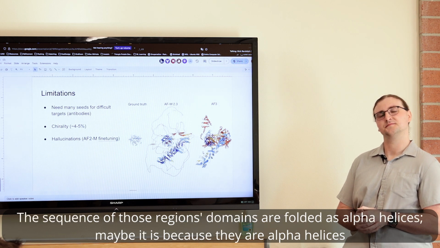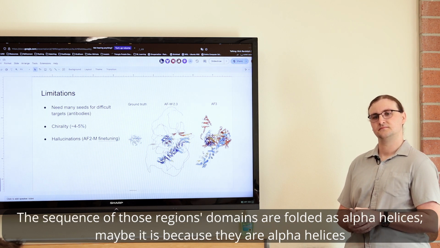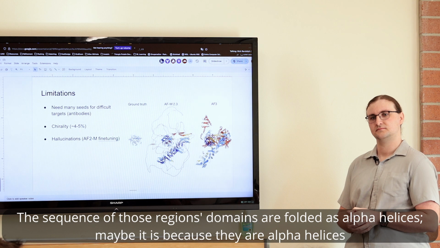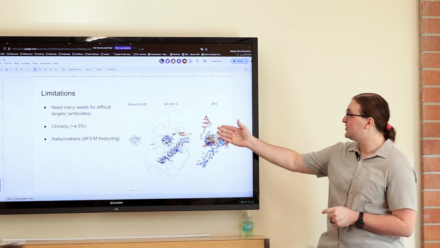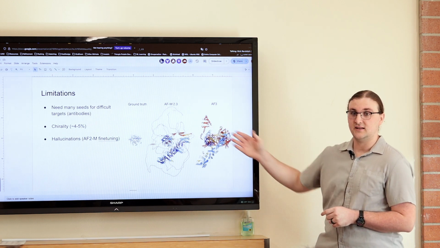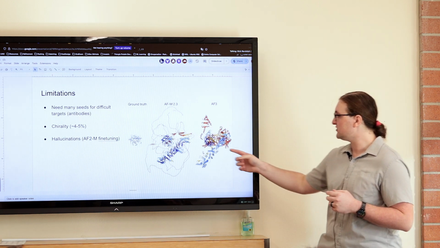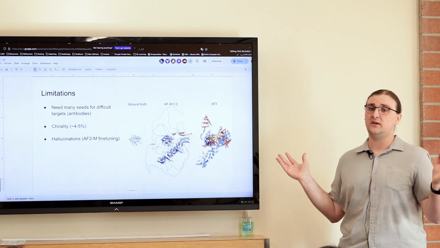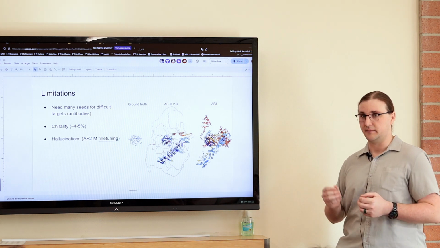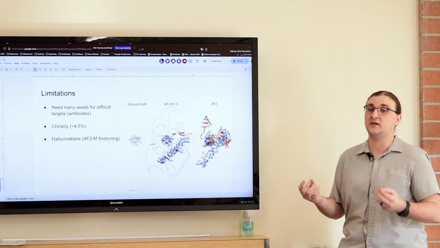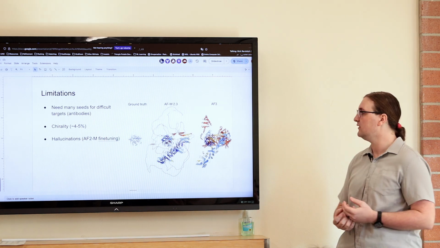The sequence of those regions that are folded as alpha helices, maybe it's because they are alpha helices, but they are not in the right relative position to everything else, right? Well, the model's not even sure that these are alpha helices. Yeah, right. It was trained on just a small region, so it literally has no idea what these should be, but it's still forming structures. It's forming alpha helices probably because that's the simplest structure it can form. It's super easy to make alpha helices with these diffusion models.